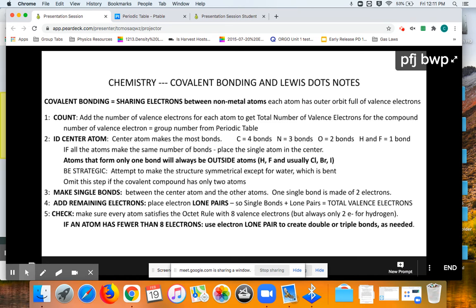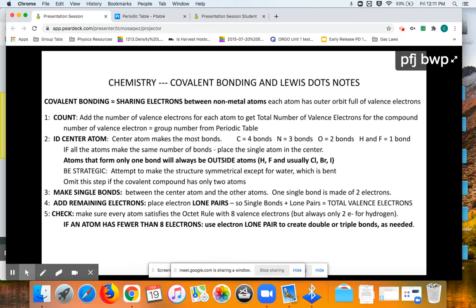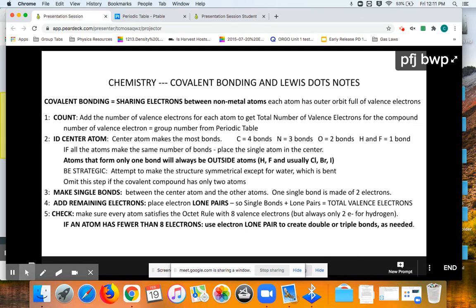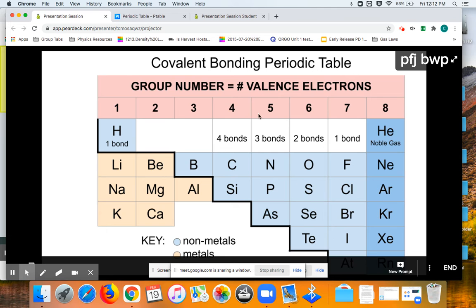Your step number 2 for drawing these is to identify the center atom. And the center atom is going to be the one with the most bonds. So if there's only 2 atoms in a covalent compound, then you're just drawing them next to each other. But this applies if there's 3 or 4 or even 5 atoms. You have to figure out, okay, well, what goes in the middle? What is attached to what? How do I know this? And the way you do that is that the one who has the most bonds goes in the middle. And how you know that is this chart here, this table.